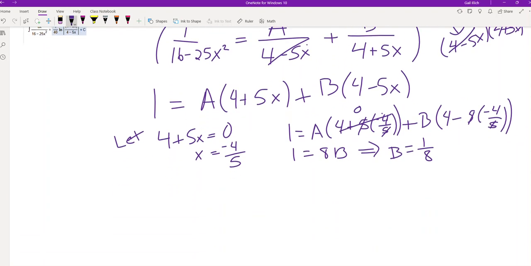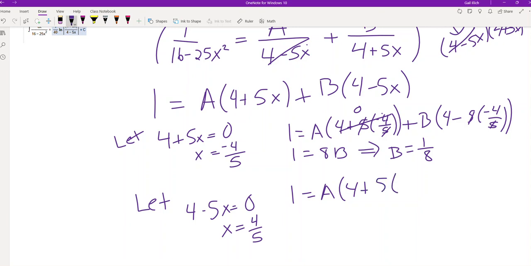And then you can do the same thing if you let 4 minus 5x equal 0. Looking at the factor next to the B, that would make x equal positive 4/5. You should be able to convince yourself then that you'll have 1 equals A times 4 plus 5 times 4/5, and when you put 4/5 in the other term, you'll get 0, because 5 times 4/5 is 4, and 4 minus 4 is 0. So that term will zero out, and then you'll get 8A here. And so then you'll find that A is equal to 1/8 also.